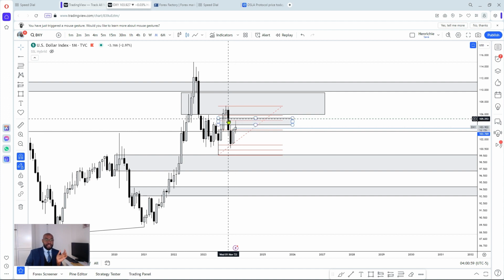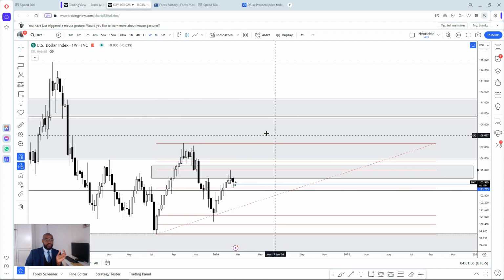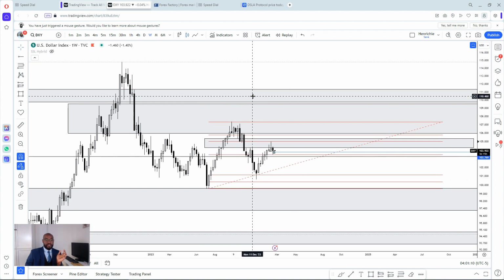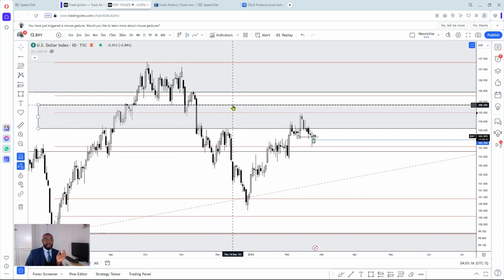Now, that being said, as you can see, we're still currently in this range, this inefficiency. And if we go to the weekly time frame to see what the weekly time frame is doing, on the weekly time frame, you can also see the inefficiency resting right here as well. Then we'll scale down to the daily.